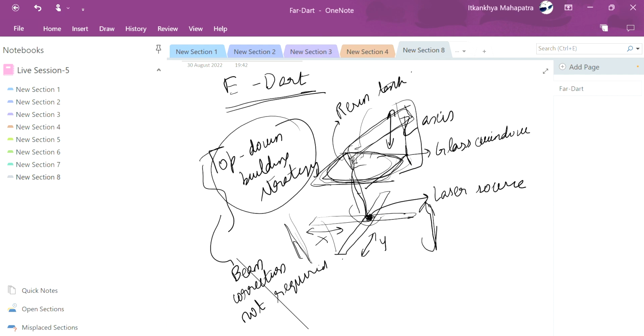Any further doubts? This is why EnvisionTEC's Perfactory is a photopolymerization based additive manufacturing process. It was invented by a person from the company EnvisionTEC Germany. That is why it is written Perfactory EnvisionTEC.